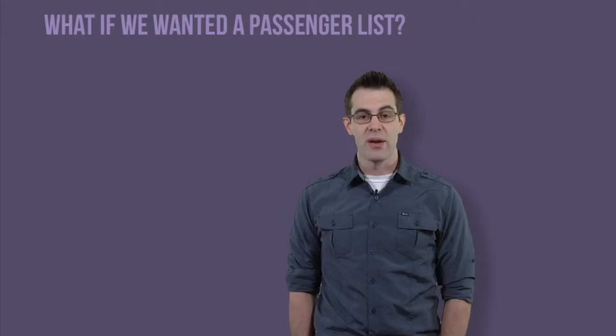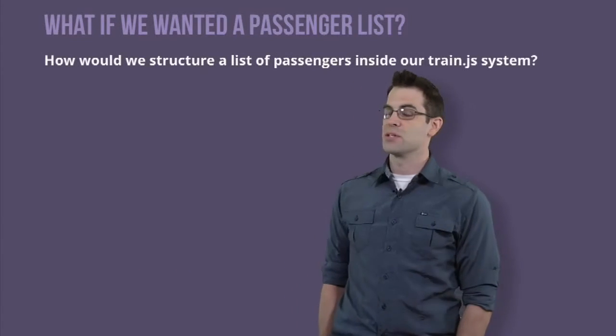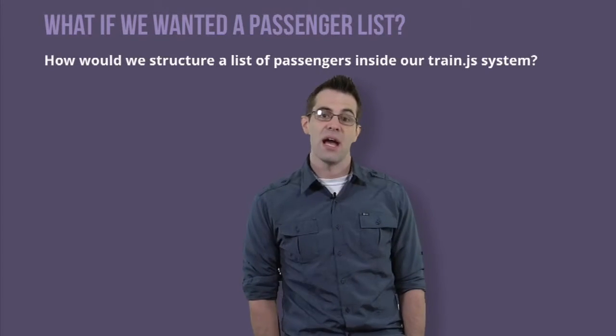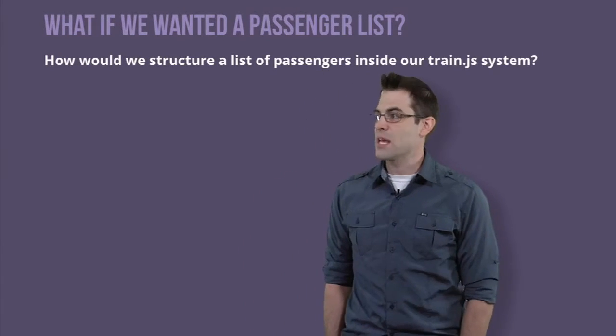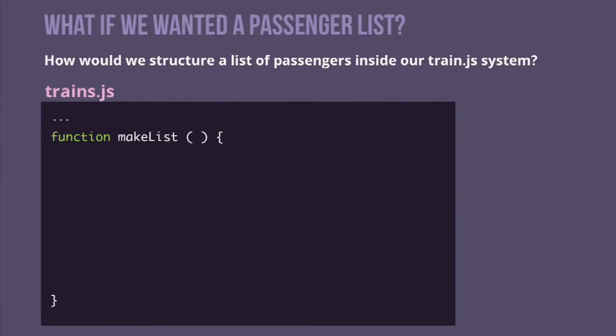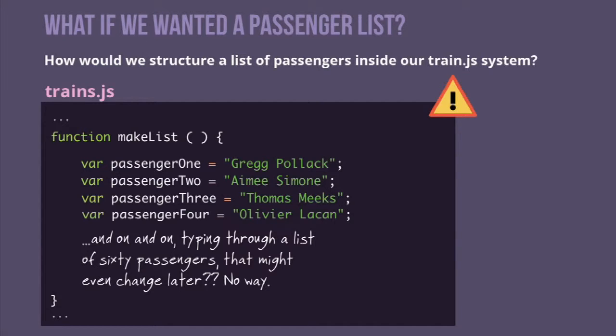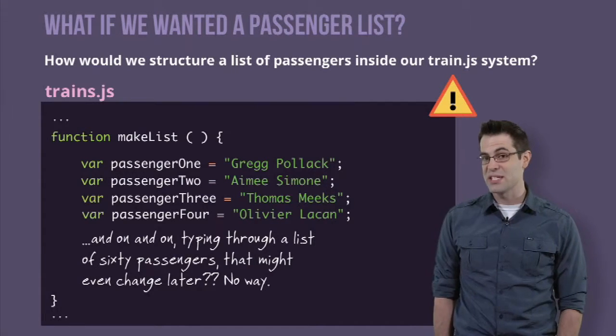So we're back on our train, and what if we wanted a passenger list for our train car? How would we structure a list of passengers inside our new train system? Well, taking a look inside of our trains.js file, we could make a function, and we could call it makeList. And you can see that it has an empty set of parameters, and inside the function, we could make a whole bunch of variables, one for passenger 1, one for passenger 2, one for passenger 3, and so on and so on. But what if we have 60 passengers? And then what if they changed? This would kind of suck just a little bit, right?